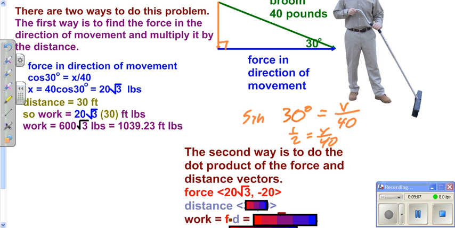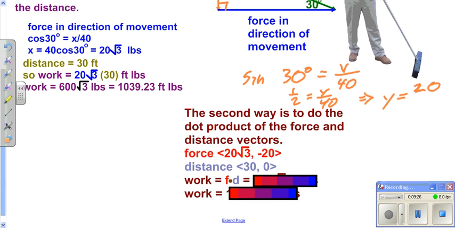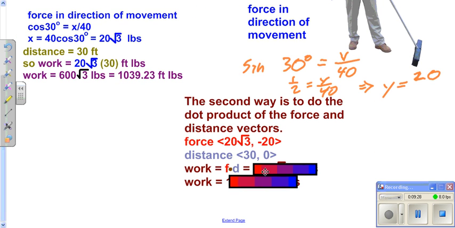And so then you get y to be 20. However, keep in mind your vector is going down, and so that's why we have a negative 20. Then your distance is just going horizontal 30 feet, going down 0, so you do your dot product, multiply your x's, and add what you get when you multiply your y's, and by George, you get the exact same answer.